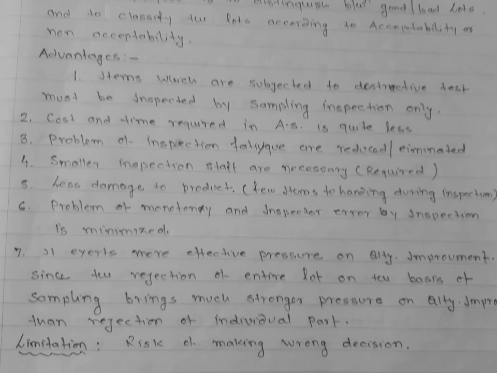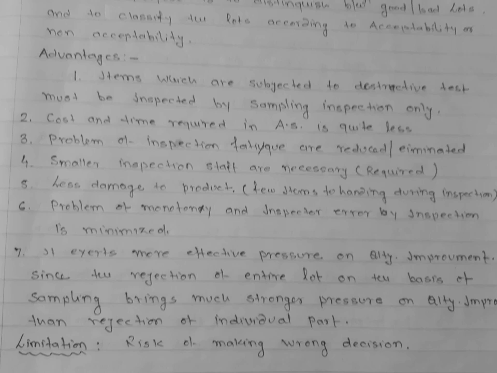It exerts more effective pressure on quality improvement, since the rejection of an entire lot on the basis of sampling brings much stronger pressure on quality improvement than rejection of individual parts. It also creates pressure on an operator performing a certain operation, because he or she knows that if a sample is rejected, the complete lot is rejected. So there is some pressure on the operator who performs a certain operation.